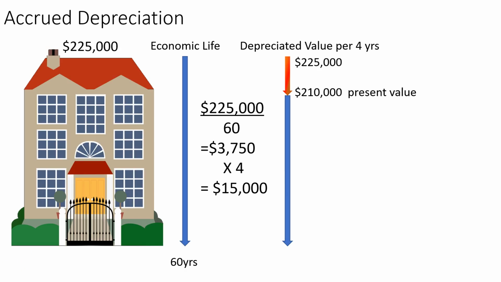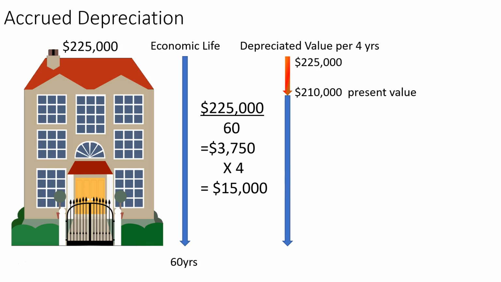For example, here's a building which is 225,000. We know it has an economic life of 60 years and the subject property is 4 years. I built this house in my mind using the cost depreciation method, and I know it came out to 225,000 to build this house. I know it's going to depreciate by 225,000 divided by 60, which is 3,750 per year.